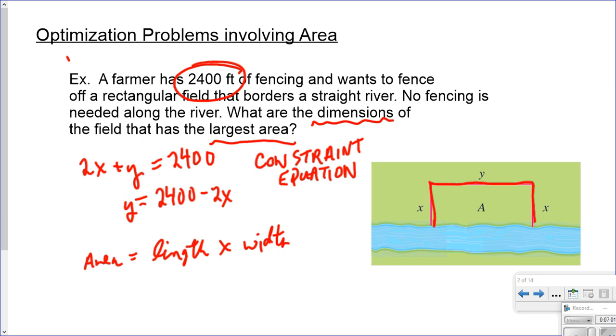And this one's going to be called my optimal equation. My optimal equation is the equation I want to try and maximize, and that's mentioned in the question, right? I want to find the largest or the maximum area, and this is the optimal equation that I'm going to try and maximize. And I know area back from grade 7 or grade 8, maybe even earlier than that. The area of a rectangle is length times width.